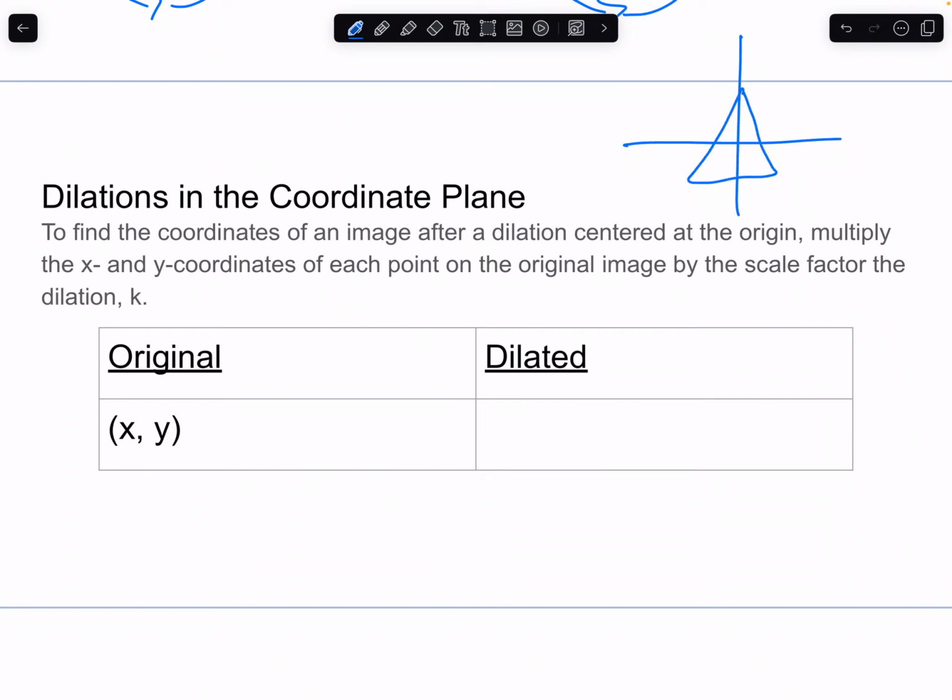I'm looking at how far each point is from the origin. I'm going to take that distance and multiply it by some scale factor. We'll call it k. Sometimes they call it r. It's really just multiplying by some value, to double that distance or triple it, to get a new location. So if I have the coordinate, I take the x component and the y component, multiply by my scale factor, and I have the new coordinates of the dilation.